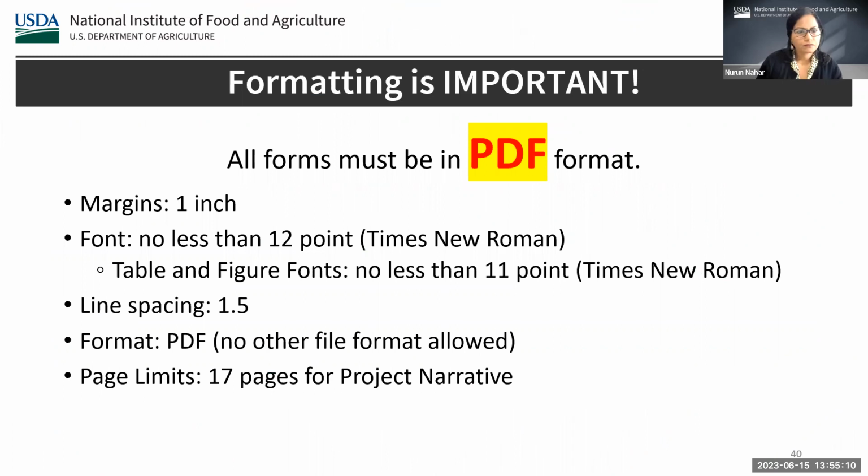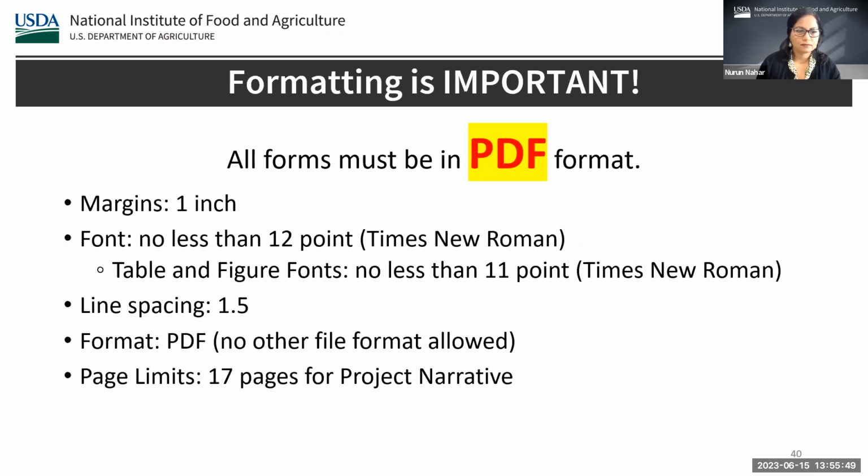Yes, if we haven't mentioned it before, we need to make sure that all of the attachments you put into your application are included as a PDF. Your project narrative, your budget, if you create it in Excel, convert it to a PDF. Make sure that everything you upload into grants.gov is uploaded as a PDF. Margins should be 1 inch, font size no smaller than 12 point Times New Roman unless you have a table or figure. In that case, you can use 11 point Times New Roman or smaller.